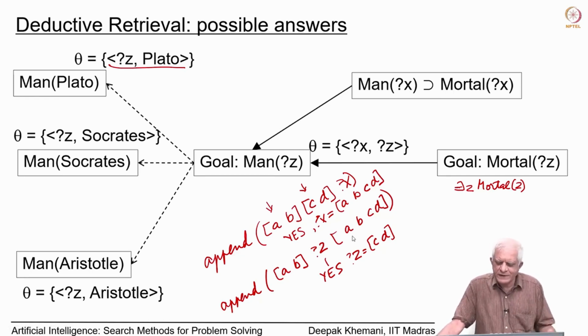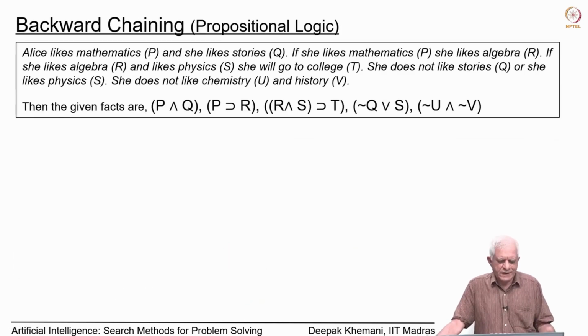Let us get back to the process of finding proofs, and we will start with our favorite problem, which is the Alice problem, and we will look at the propositional version to understand how backward chaining works, and then we will extend it to first order case. So, to remind you, this is the same problem that we have, that Alice likes mathematics and she likes stories. If she likes maths, then she likes algebra. If she likes algebra and she likes physics, then she will go to college, and a couple of other facts, which of course expressed in propositional logic are given here as a set of sentences P and Q, P implies R, and so on.